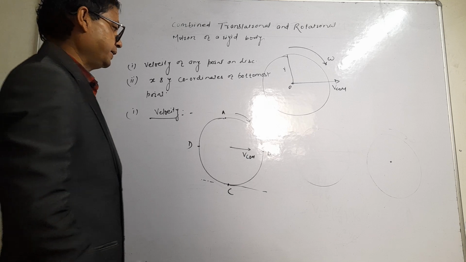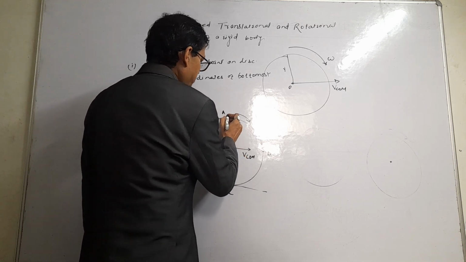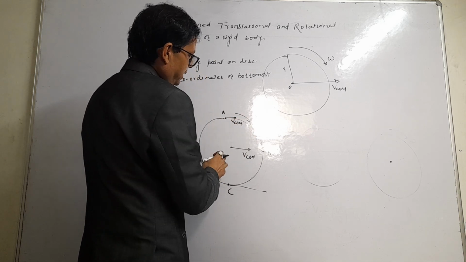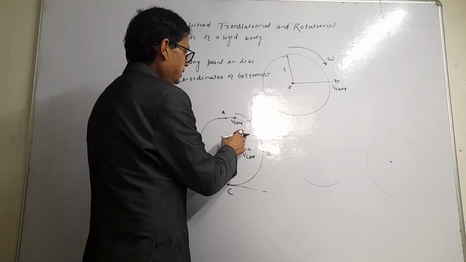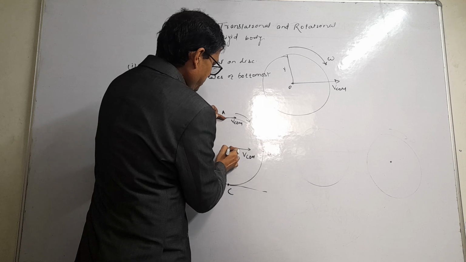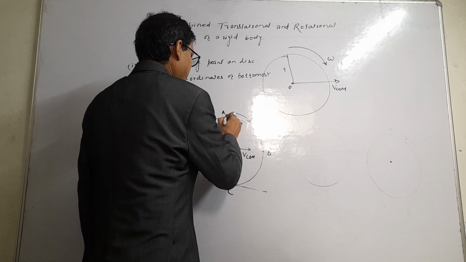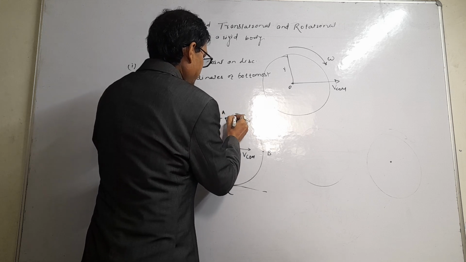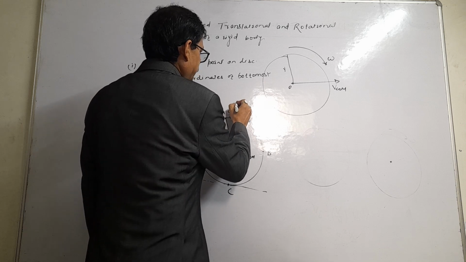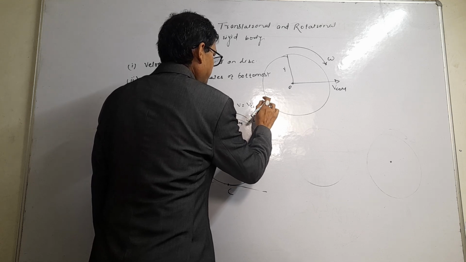Now come to point A. This point has one velocity due to translational motion, that is v center of mass, and the second one is due to rotational motion, that is omega times the perpendicular distance between point A and the center of mass O. So this distance is r, and its speed is omega into r, perpendicular to this one. So the net velocity at point A is equal to v center of mass plus omega into r.